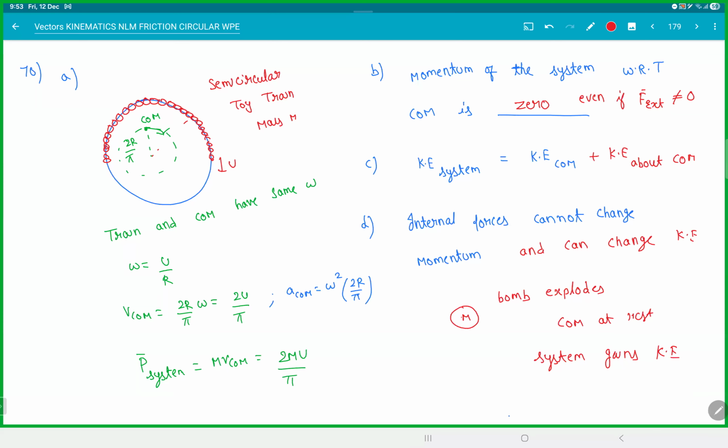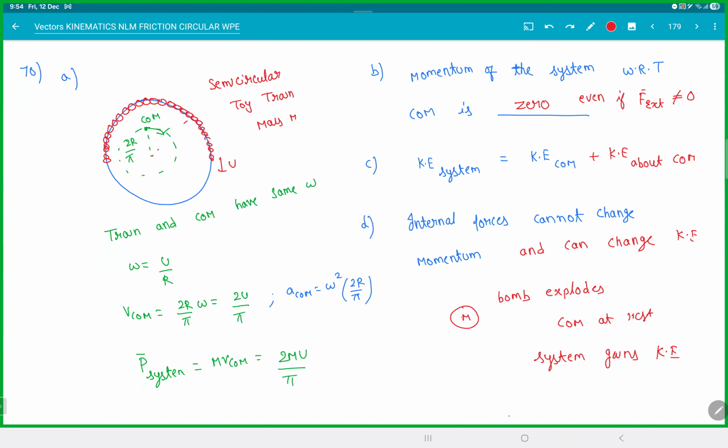When you stand on the center of mass, you think the center of mass is at rest. So in the center of mass frame, there is no momentum to the system. So if there are 1,000 particles going in every random direction, and if you stand on the center of mass, all their momentums cancel out. Kinetic energy of the system is kinetic energy of center of mass plus kinetic energy about center of mass. Hope you remember that is the actual formula.